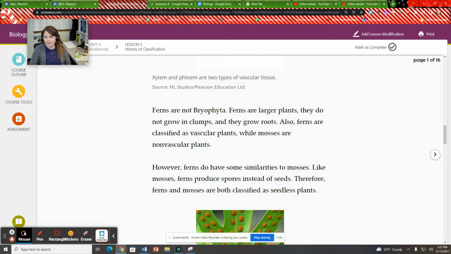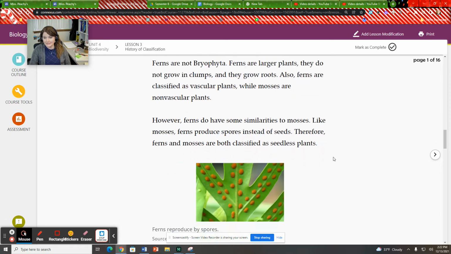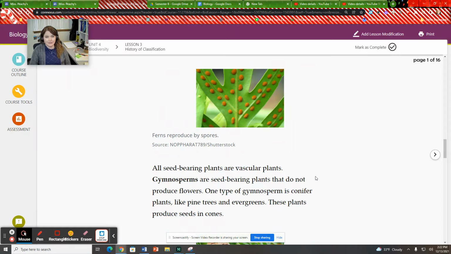It said, unlike mosses, ferns do not fall into that group of bryophyta. These are larger plants. They do have vascular tissue. They have some similarities to mosses because they don't produce seeds. Both mosses and ferns produce spores instead of seeds. So they have some similarities, but they're not the same. They don't belong in the same group.